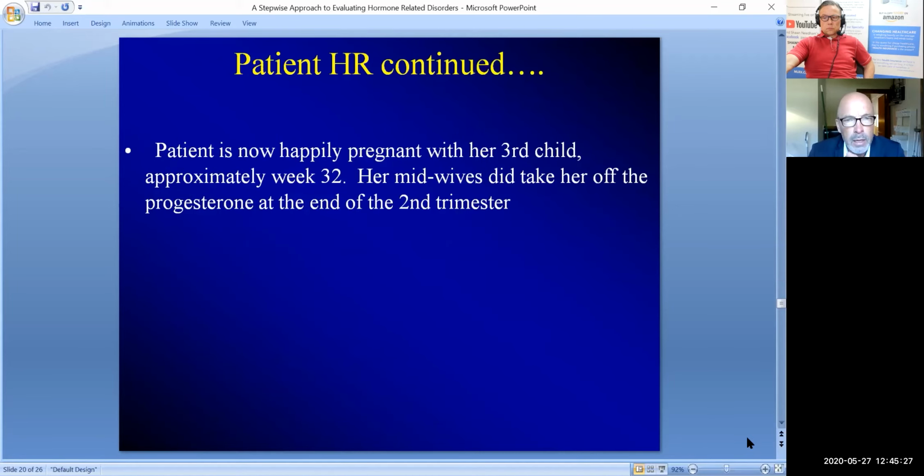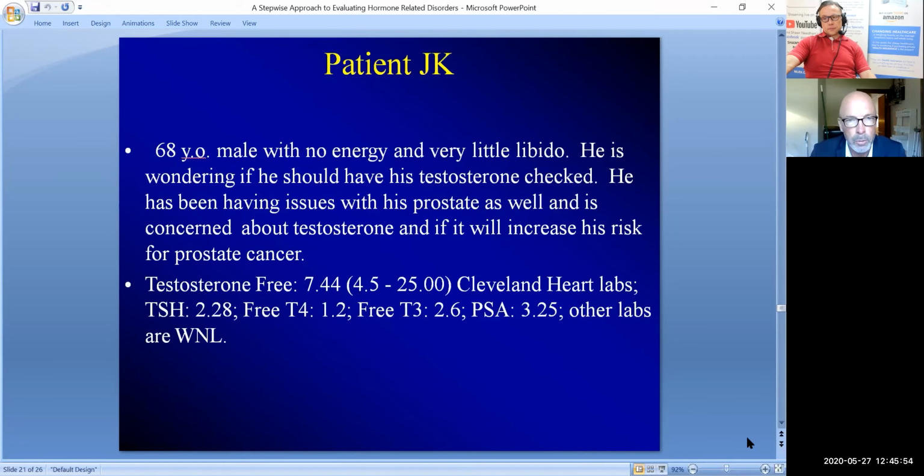Next slide. And then I was just talking with a patient a couple of days ago. She's happily pregnant with her third child, week 32. And her midwives did take her off progesterone end of the second trimester, which is pretty common to have happen. And in her case, I talked to her about maybe putting her on progesterone at the time of birth to prevent postpartum depression. Absolutely. But she said she would definitely be in touch with me as she gets closer.